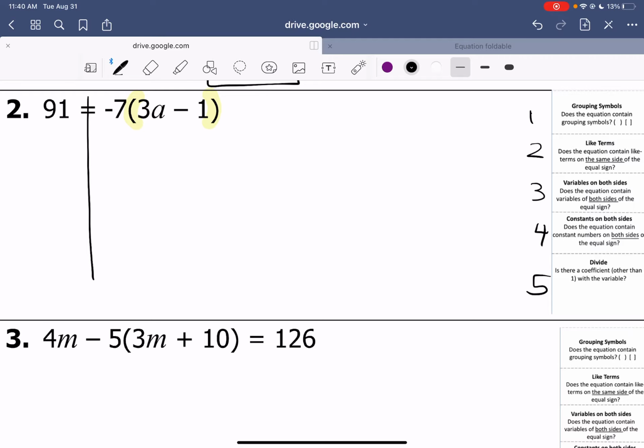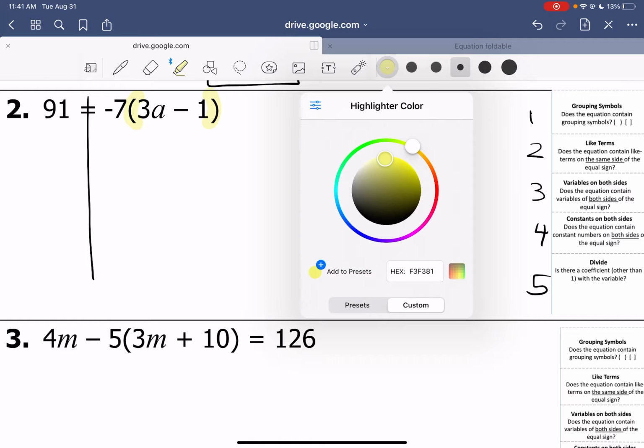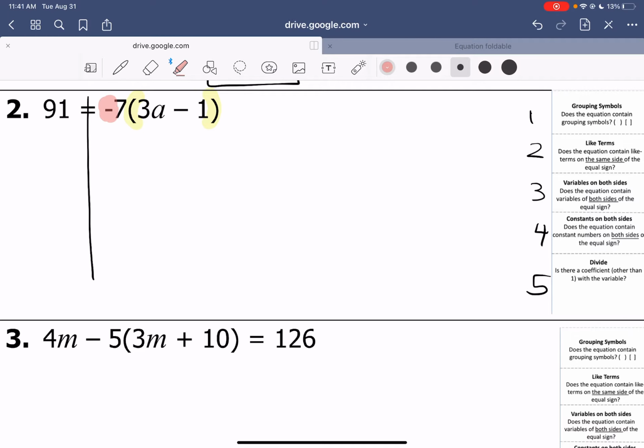If you're in my class, I always say, what is Oprah giving away? So what Oprah is giving away is, I'll highlight it in red, this right here. So we're going to distribute negative 7 times 3a and negative 7 times negative 1. Negative 7 times 3a is negative 21a. Negative 7 times negative 1 we get as a plus 7. And then on the left side, we just have that 91 that needs to come down from the first equation. So we finished our grouping symbols.